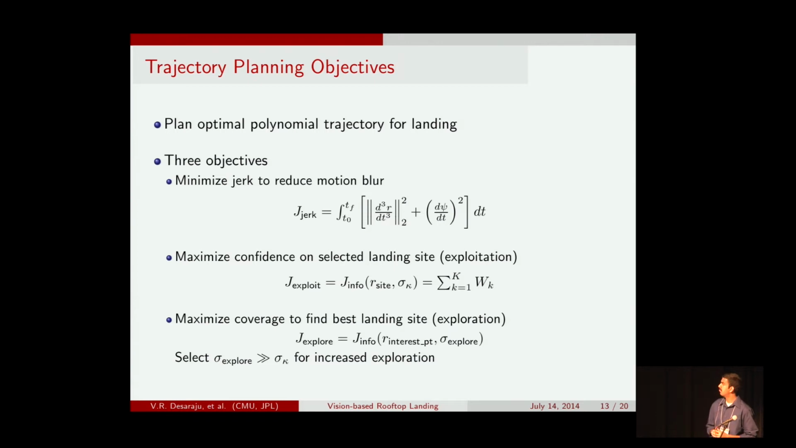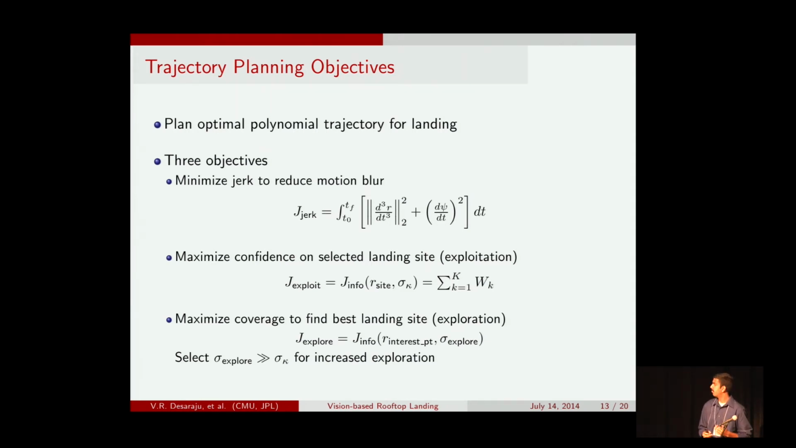The second objective is that we wish to maximize our confidence on the currently selected landing site. So we obviously do not want to land at a site where we've only seen 1 or 2 measurements of that location. And so this is an information-based objective and can be thought of as, in some sense, an exploitation objective. And this is formulated as essentially the total relative contribution of a set of measurements taken at k steps along the trajectory. And so that's just exactly what's shown here.